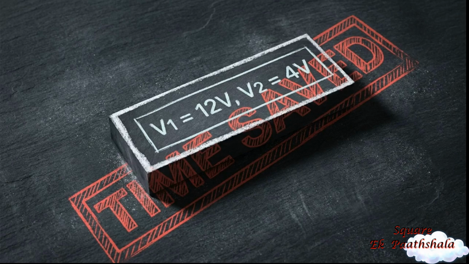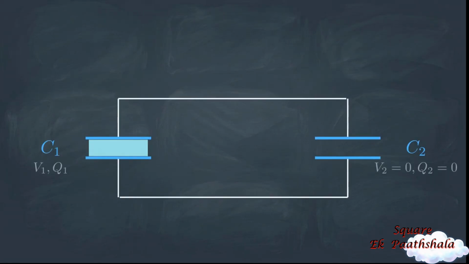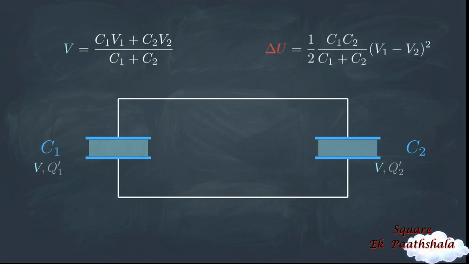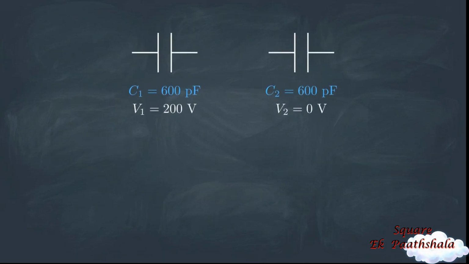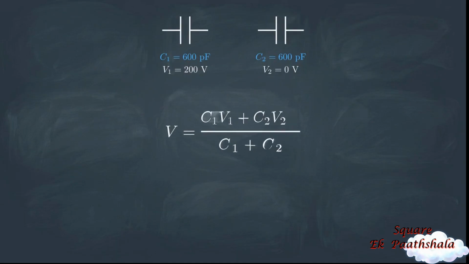during a timed exam. Connecting a fully charged capacitor to an uncharged one causes a rapid redistribution of charge until their potentials equalize. During this process, the flow of charge creates heat and sparking in the connecting wires, resulting in a distinct loss of overall electrostatic energy. In this scenario, we connect a 600 picofarad capacitor at 200 volts to an identical uncharged one.